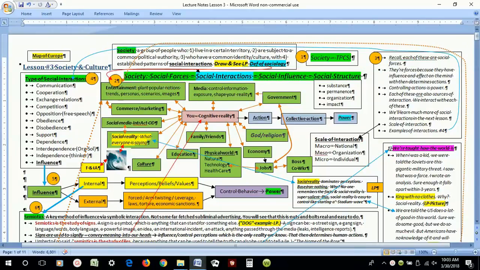Okay, this is Sociology, lesson number 3 on society and culture. This is the fourth lecture in this lesson, and we started off already defining sociology, society.